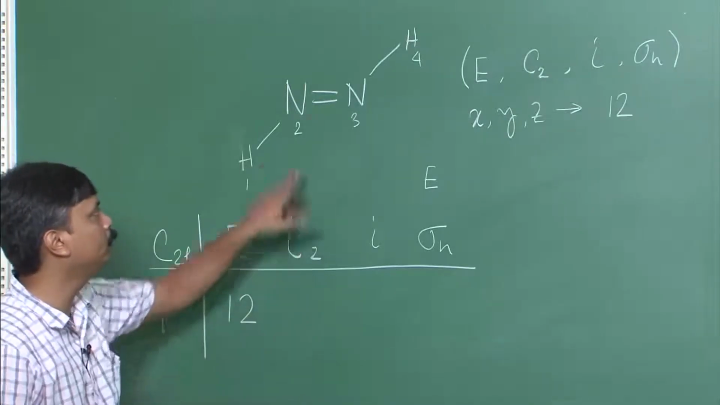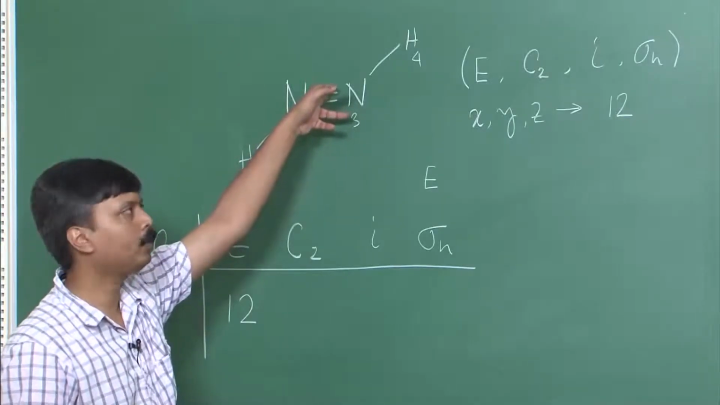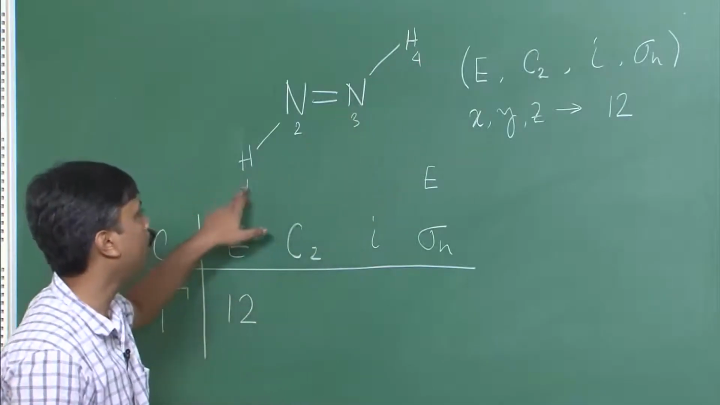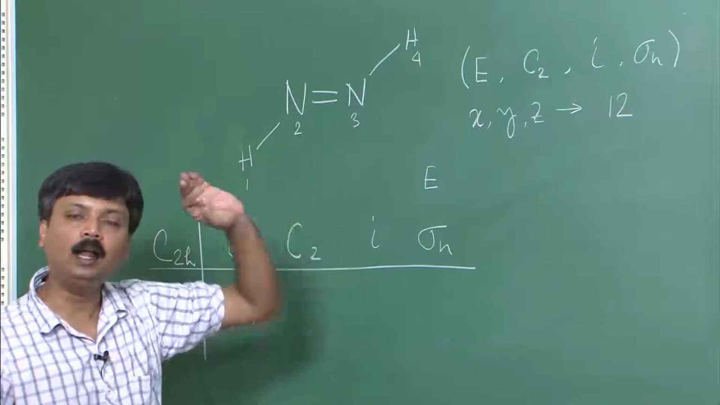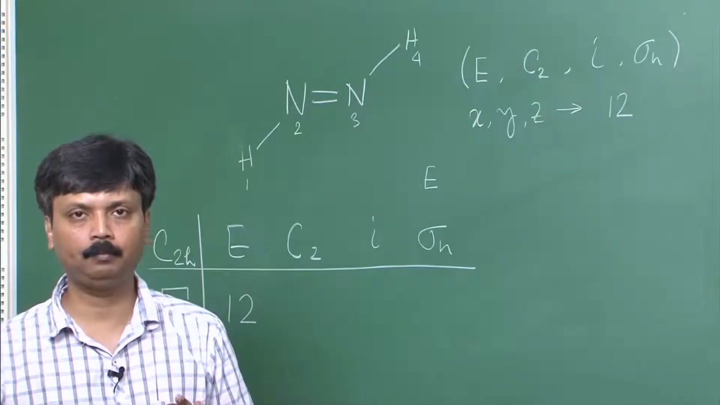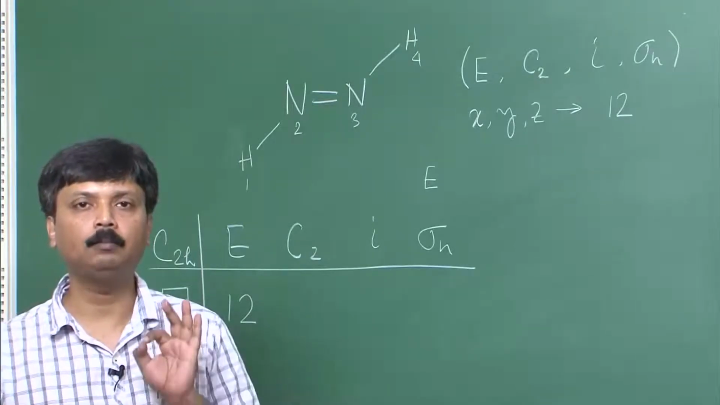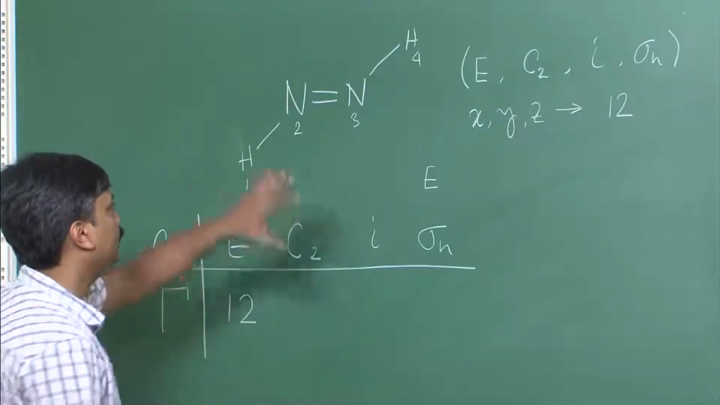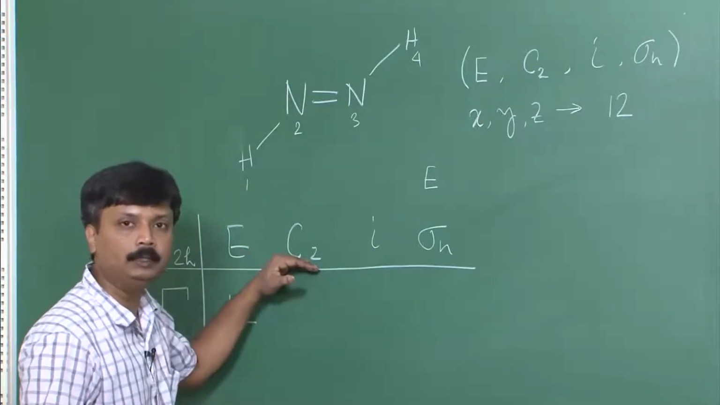So, for example, C2 is in this direction. If I operate C2, 1 will go to the place of 4, 4 will go to the place of 1, and 2 and 3 also will interchange. So, none of the atoms are remaining in their place. That means none of the basis functions will contribute any positive value to the overall character, meaning the total character of the representation corresponding to C2 operation will be 0.